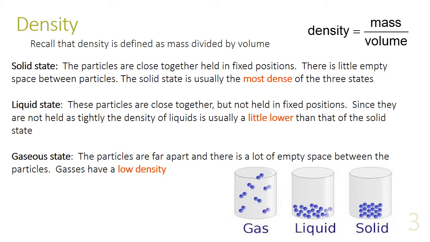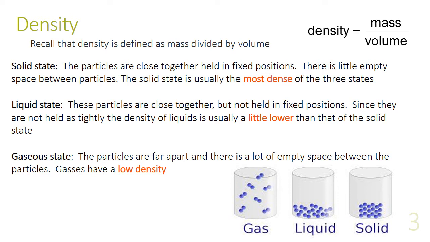So solids tend to be compounds where particles are close together and held in fixed positions. And so because of that, there's very little empty space between particles. They're packed really close together. We can consider them dense. And you can see in the picture down at the bottom, the solid is closely packed, and so solids have high density.